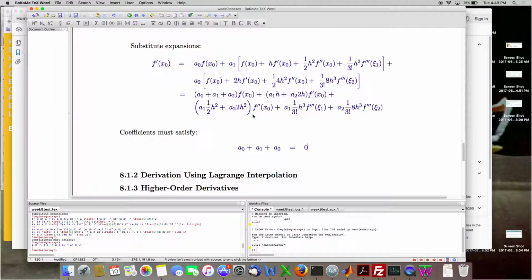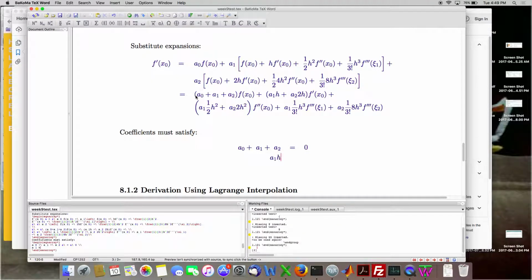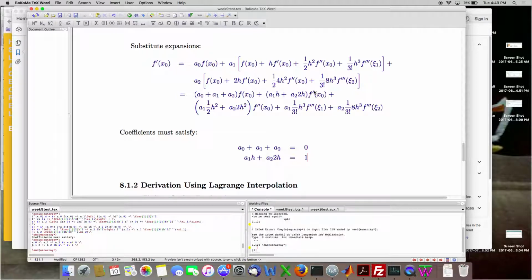Now, can anyone tell me what another equation is based on what we see up here, since we want all of this as much as possible to collapse to f prime of x naught. So I've imposed this. This has to be equal to 0. What else should I impose? a1h plus a2 2h. What should it equal? 1, yes. Because that term we actually want. We want this to just equal f prime x naught. Okay, give me another. Yeah, this part must be 0.